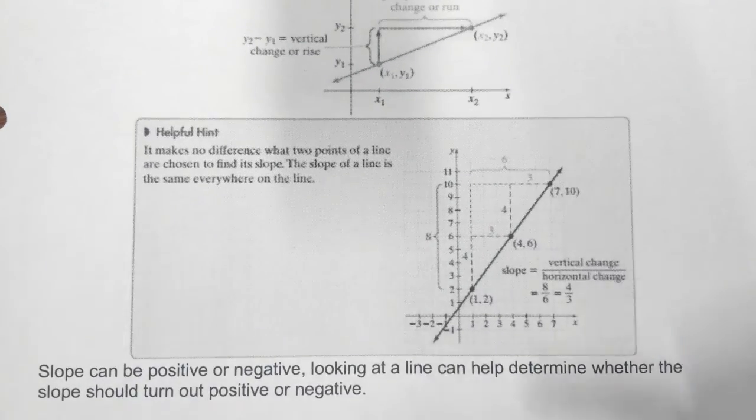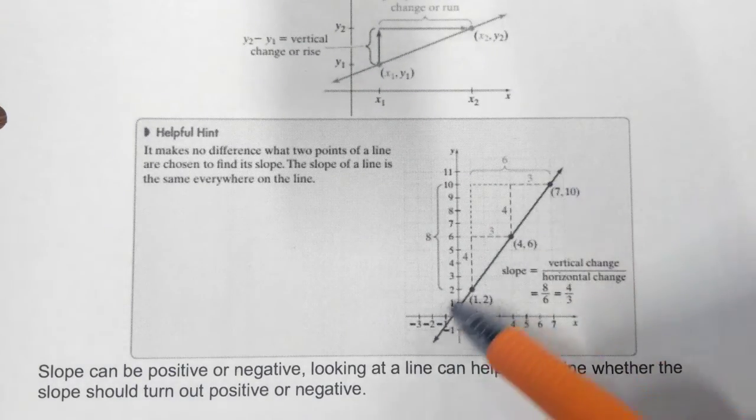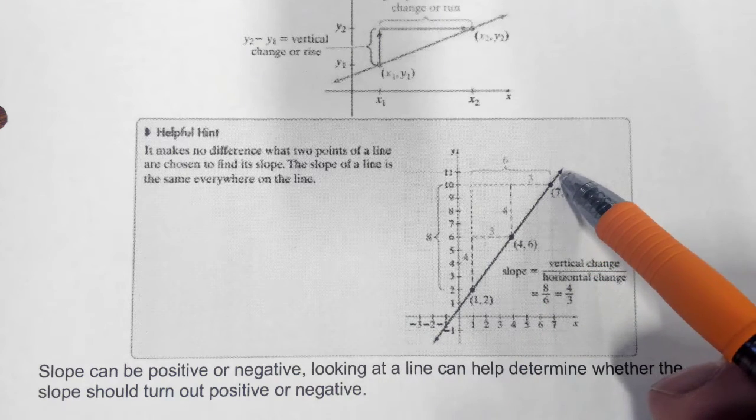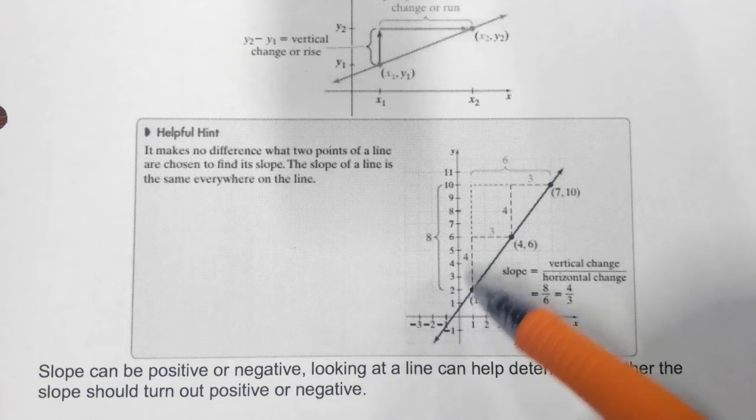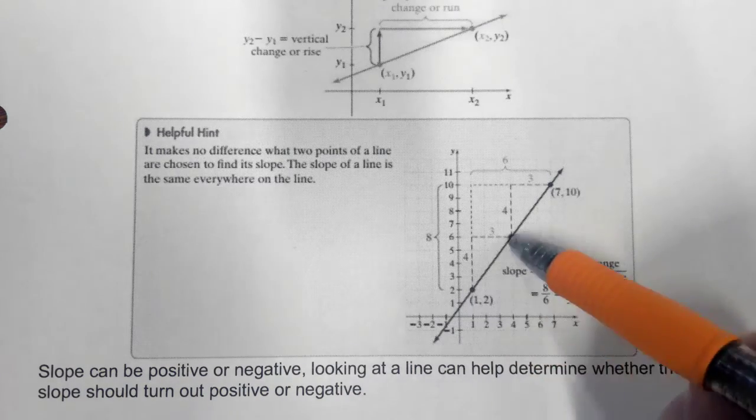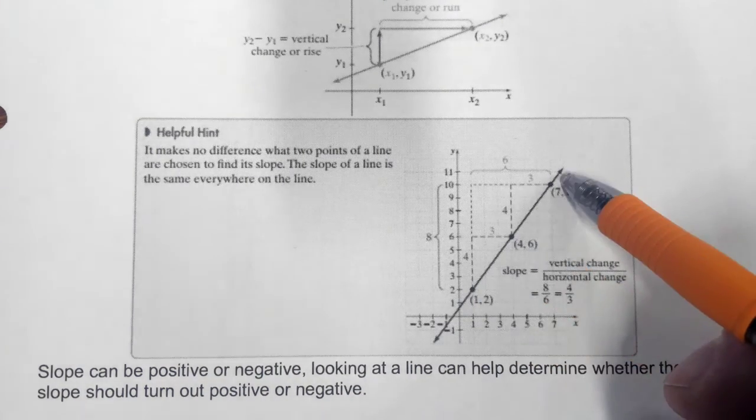So now here is what's interesting: on a line, there's an infinite number of points that you can pick. So it doesn't matter which points you pick. All of them will come out to be the same. So here's an example of a line. You notice that there are 3 points.